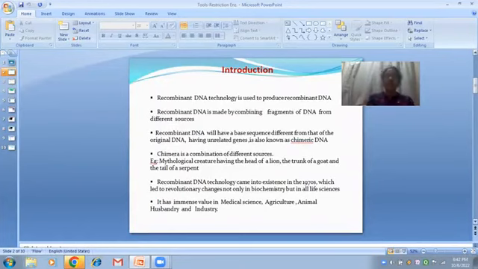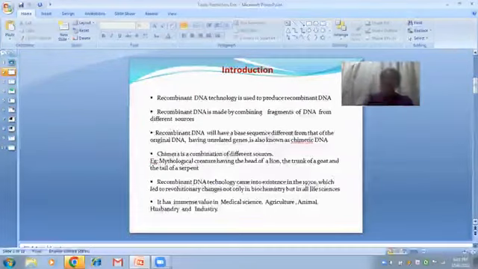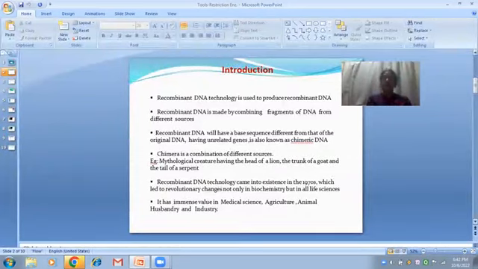Chimera, a combination of different sources, is seen even in mythology. You know that in mermaids, the head is human type and the remaining entire body looks like a fish. That is known as a mermaid. It means two combinations, the body and the head from different sources, human and fish. Like that, here also a new product is produced from two different sources.